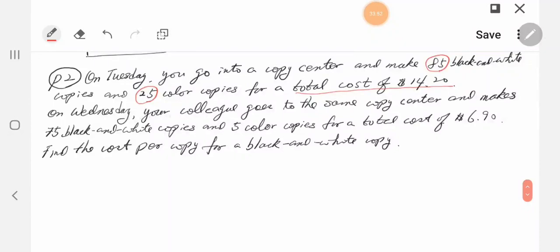On Wednesday, your colleague goes to the same copy center and makes this time 75 black and white copies and 5 color copies for the total cost of $6.90.